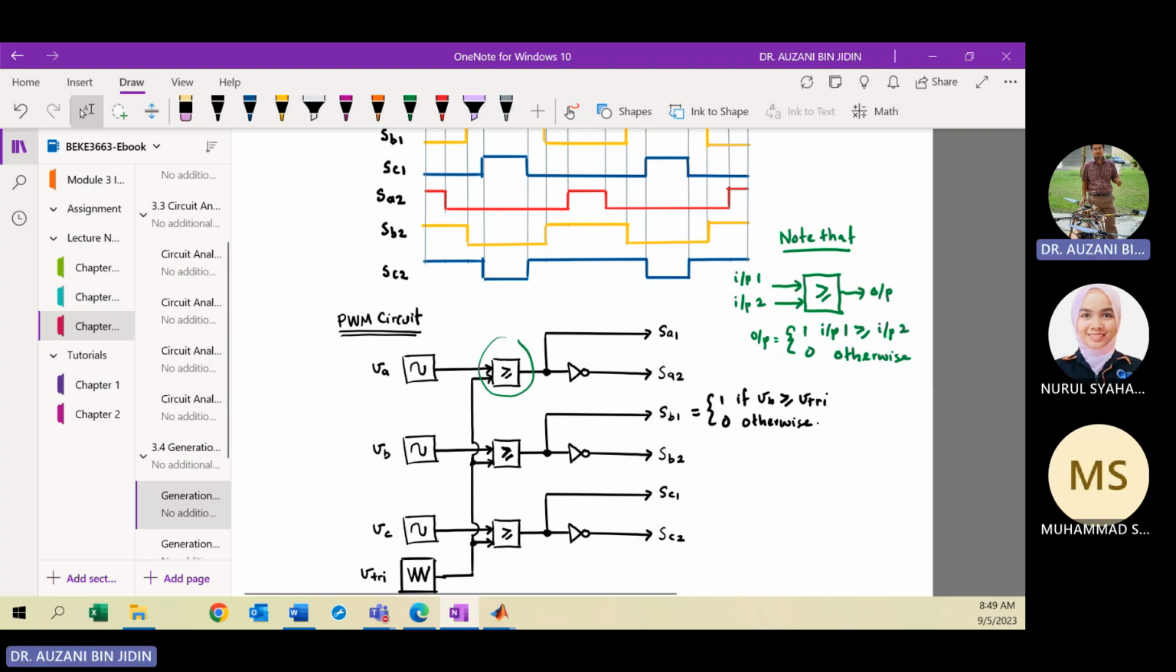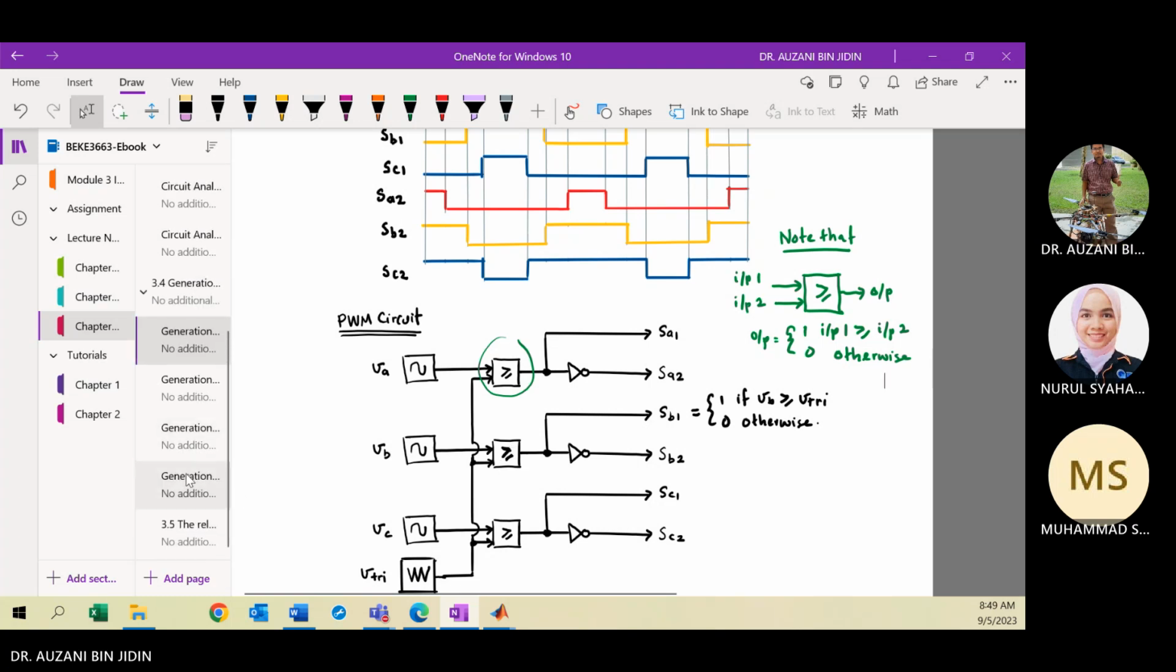We need to look at the basic operation before we proceed to the Z source. Okay, any questions? There are not many slides. We have only 1, 2, 3, 4, 5, 6. Only 6. Yesterday 8 pages, today 6. So for the Z source topic, we only have 8 plus 6, 14 pages only.